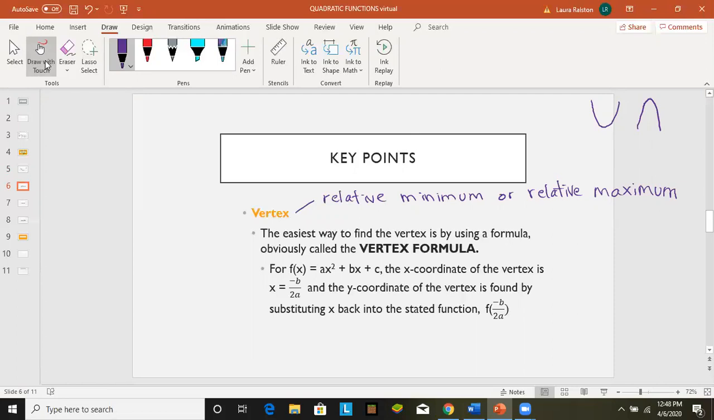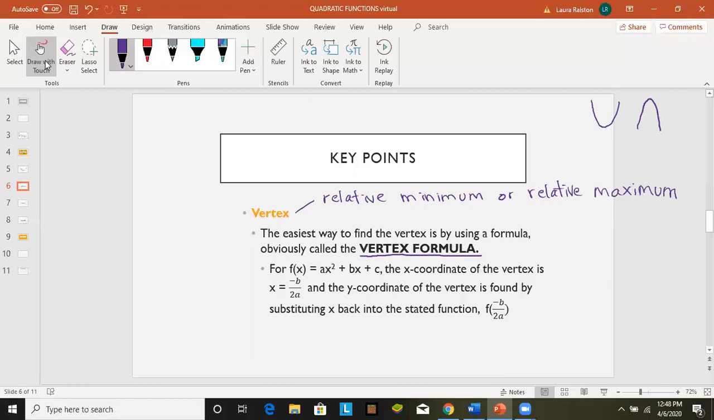Now again, if you have the vertex form, you can look at your horizontal translation and your vertical translation. But guys, again, we don't really get that very often. And I really don't want to have to go through that long, lengthy process of completing the square. So the very best way and the easiest way to find the vertex for a parabola is to use what we call the vertex formula. Okay, so here's the vertex formula.